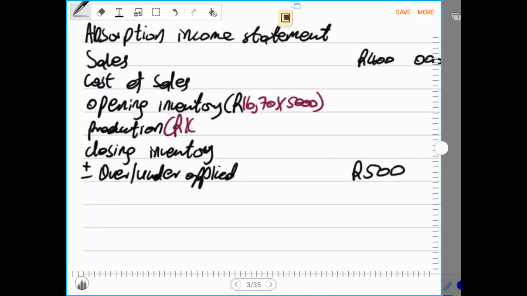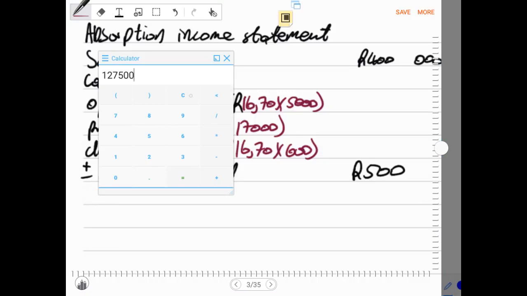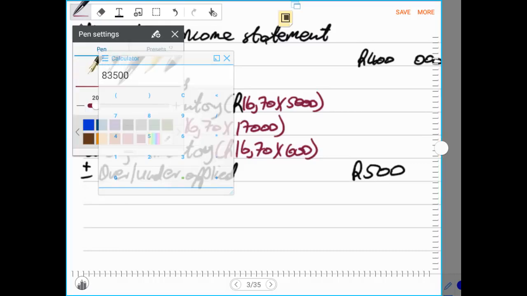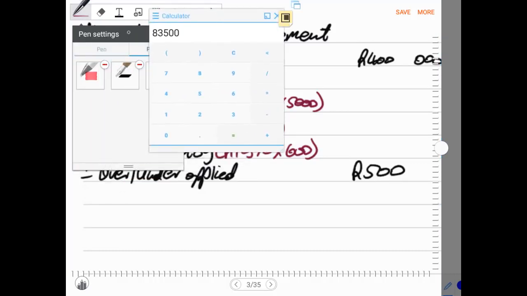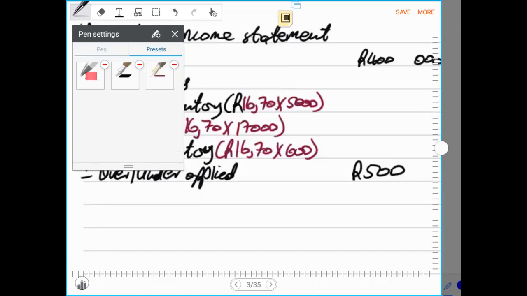Then production, we say 16 rand 70 cents, and we multiply this by production of 17,000. Then closing, we say 16 rand 70 cents, and we also multiply this by the closing of 6,000. Then we check how much the opening will be. 16 rand 70 cents times 5,000 will be 83,500 rands.